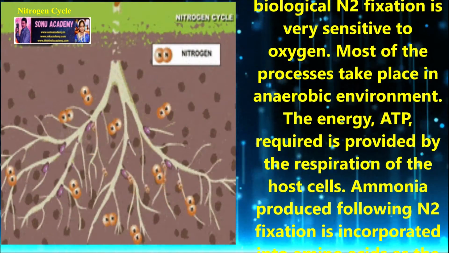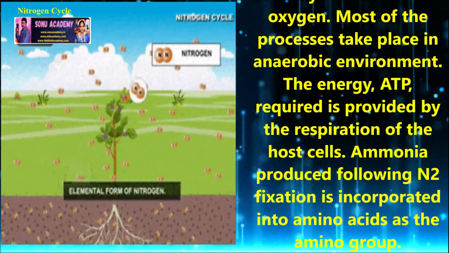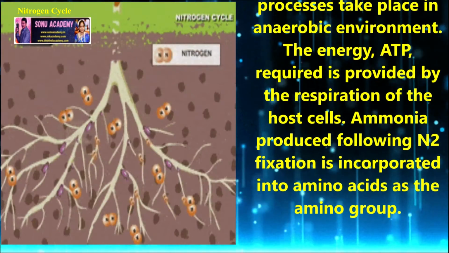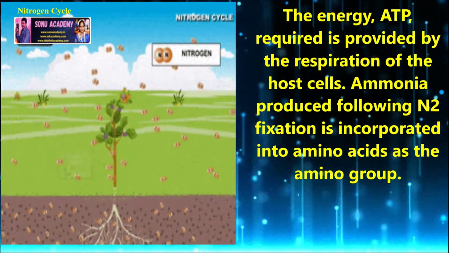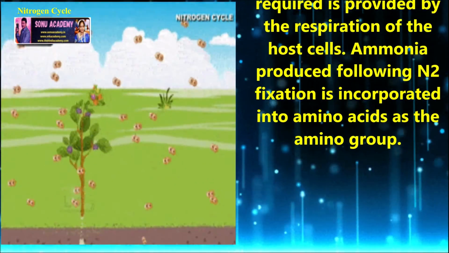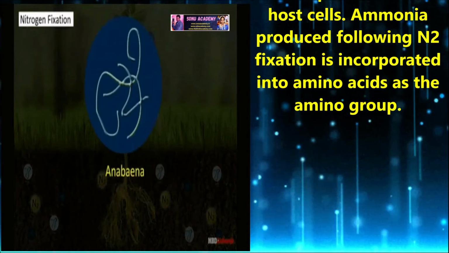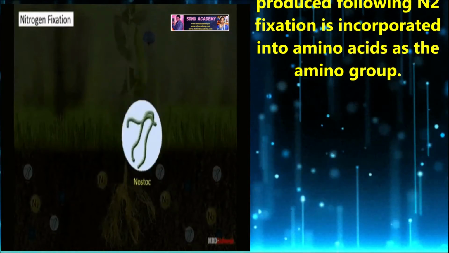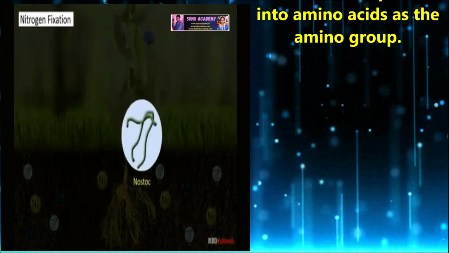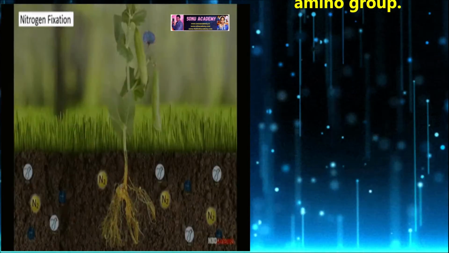The energy, ATP, required is provided by the respiration of the host cells. The ammonia produced following N2 fixation is incorporated into amino acids as the amino groups.